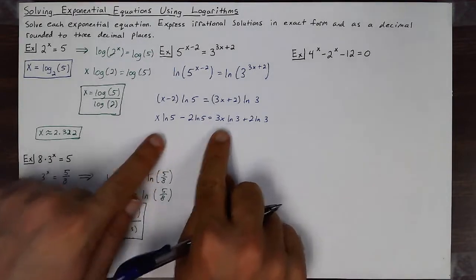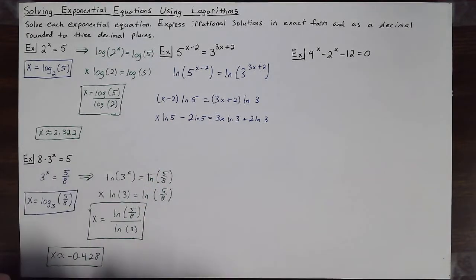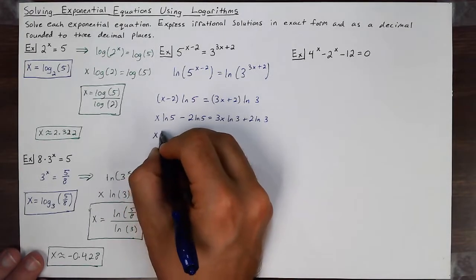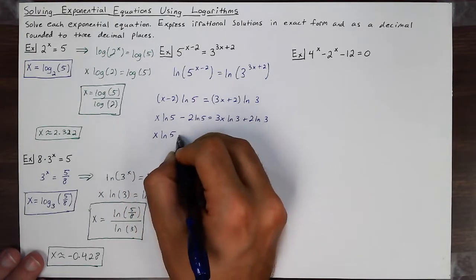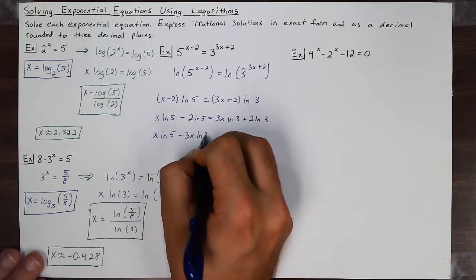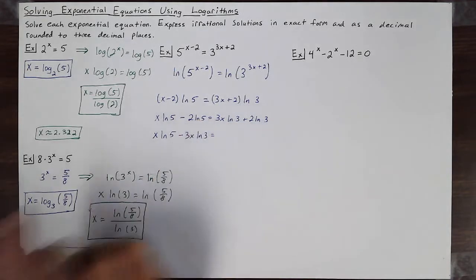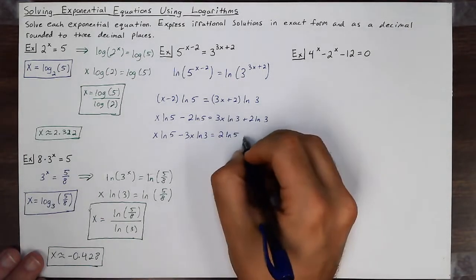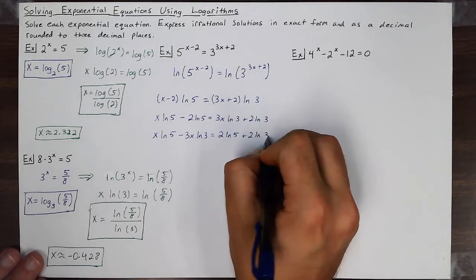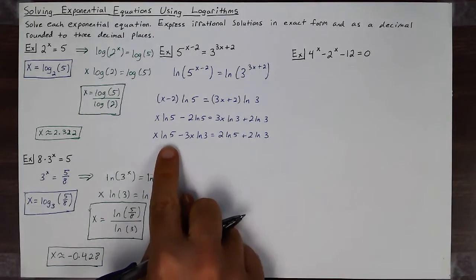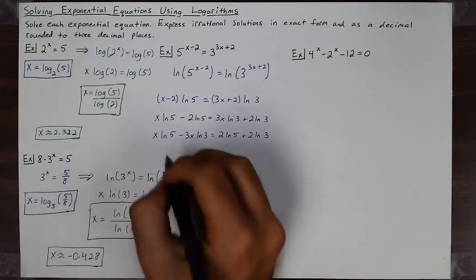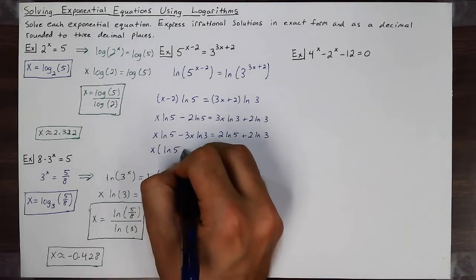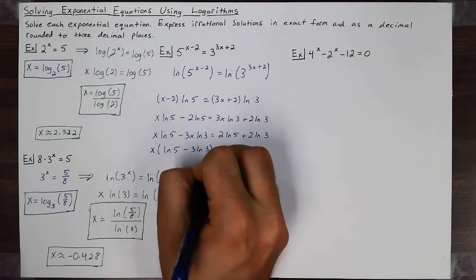Now I'll move all my x's to one side and my constants to the other. So I'll subtract 3x to the left. So I'll have x natural log of 5 minus 3x natural log of 3. And then I'm going to add 2 natural log of 5 to the right side to give me 2 natural log of 5 plus 2 natural log of 3. And now to get x by itself, I can factor it out of the left side of my equation. That gives me x times the natural log of 5 minus 3 natural log of 3 when it gets factored out.